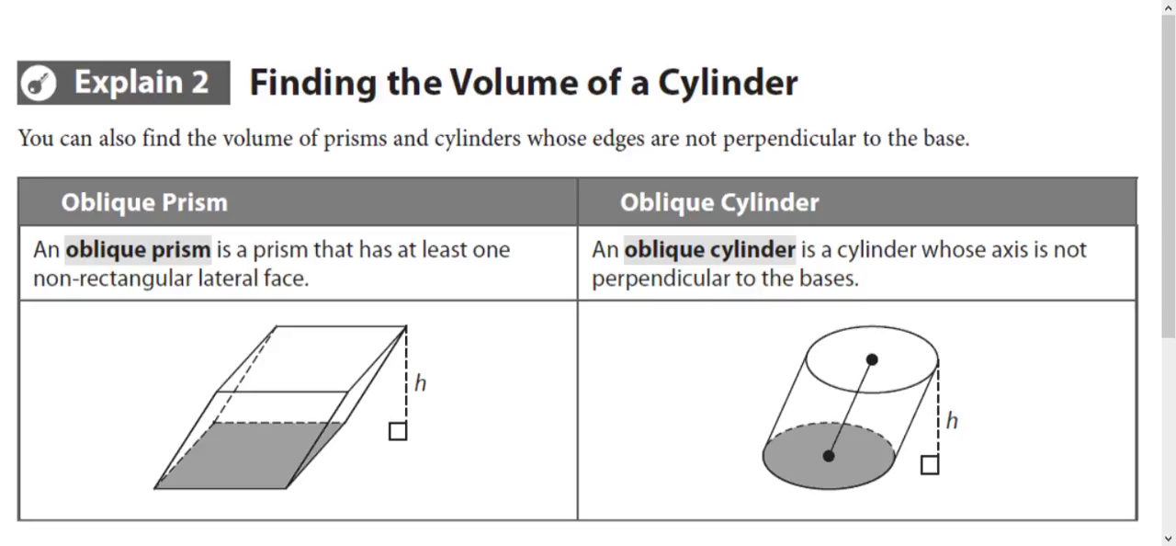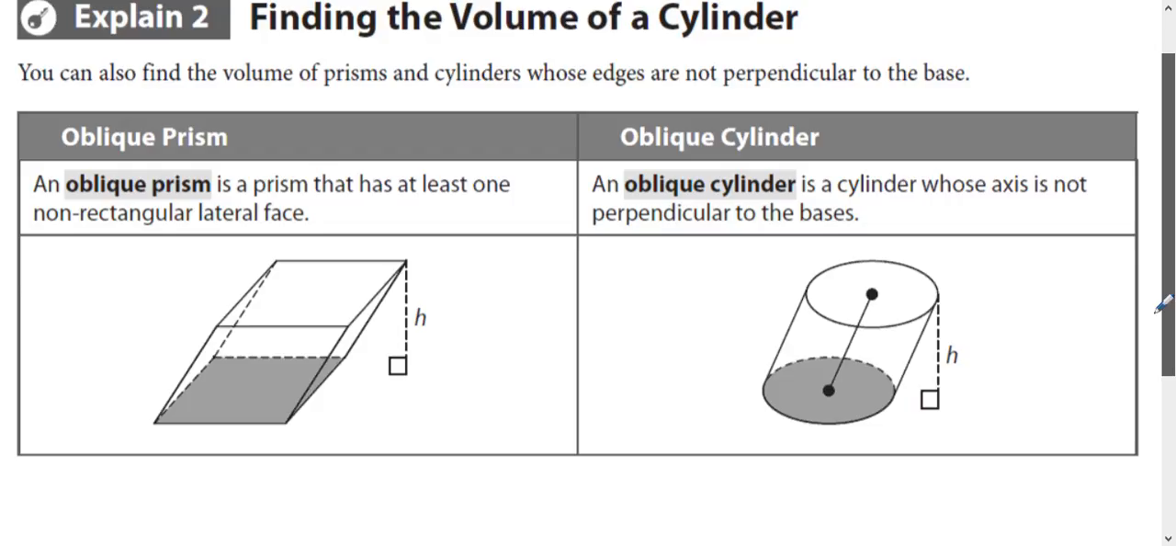If it's an oblique prism or cylinder, oblique just means slanted. So the sides aren't rectangles, they're actually like parallelograms. An oblique cylinder is just a slanted cylinder, same thing. It's not perpendicular.